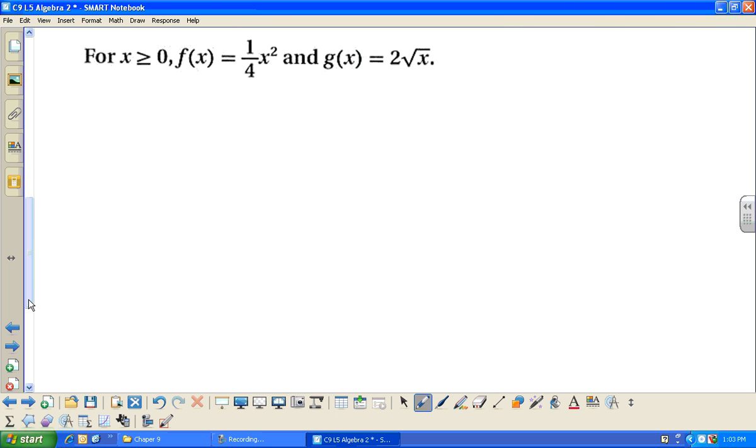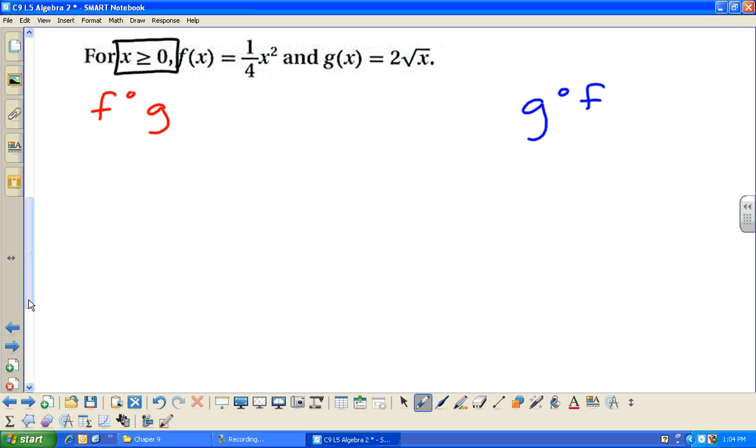So here are my next two problems. The key is looking at x is greater than or equal to 0. If they did not have x is greater than or equal to 0, this would be a different situation. But since they stated x has to be greater than or equal to 0, I have to test f of g. If f of g is true, then I will have to test g of f. I have to get x out for both equations.